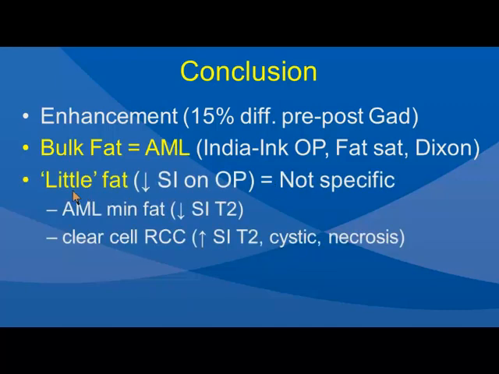If you see what you can call little fat, small amounts of fat, then two scenarios are possible. One, you can have an AML with minimal fat, so you have a mixture of small amounts of adipocytes and muscle cells. But in those cases, the mass typically is homogeneously dark on T2. That helps you distinguish AML with minimal fat from the clear cell RCC, which can also show small amounts of fat on the opposed-phase imaging, but those tend to be hyperintense on T2, and if you have cystic degeneration or necrosis, then you're more certain about it.